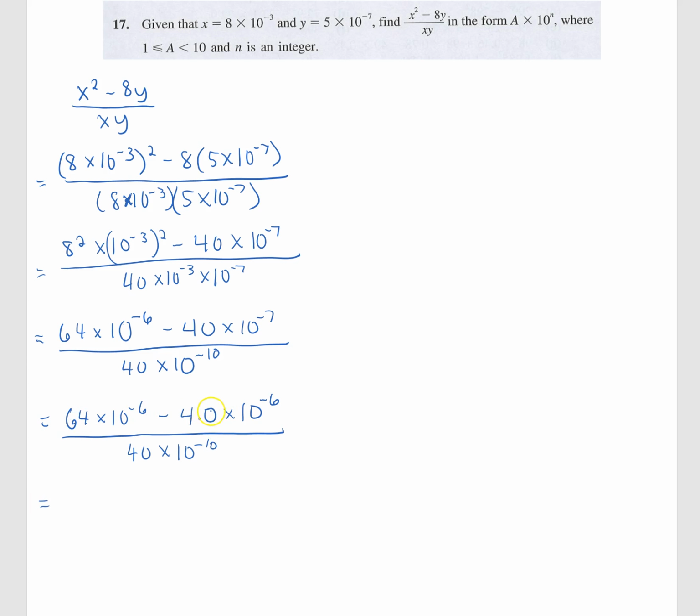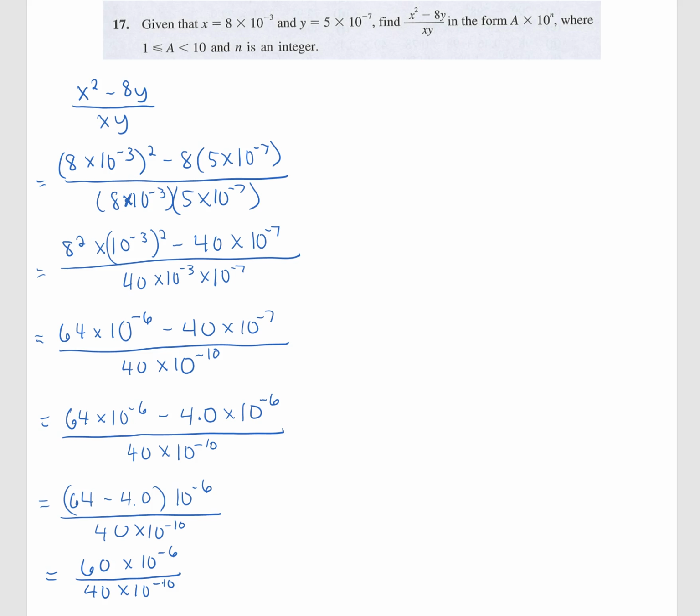We can say 64 minus 4, that answer, times 10 to the power of negative 6. And another way of thinking about that is that we can basically now factor out a 10 to the power of negative 6. And what we're left with is 64 minus 4 times 10 to the power of negative 6. Okay, so 64 minus 4 is just 60. And we're left with that times 10 to the power of negative 6. And on the bottom we have 40 times 10 to the power of negative 10.